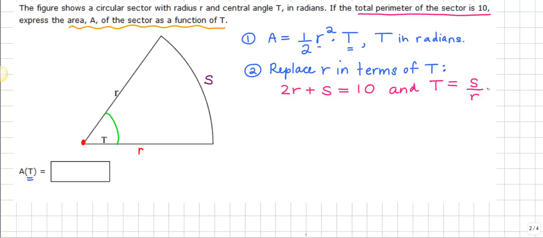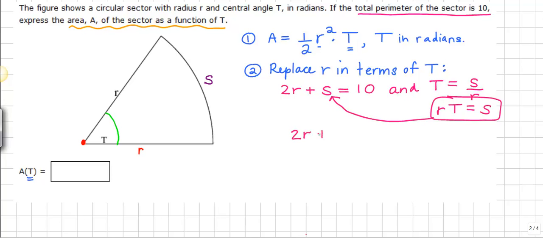Okay, so the first thing I notice is that I've got one equation with r and s and one equation with all three, s and r and t. So the one that we don't want at all involved is s. So let's take t equals s over r and write that as s equals rt, and go back here and get a new statement that says 2r plus r times t must be 10. Okay, now we have a statement relating only r and t.